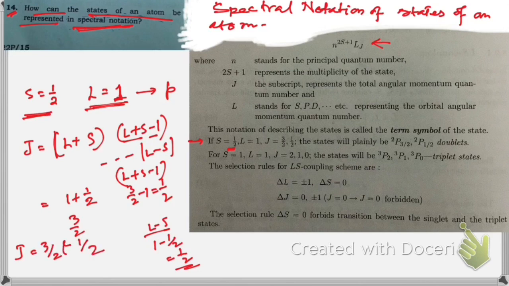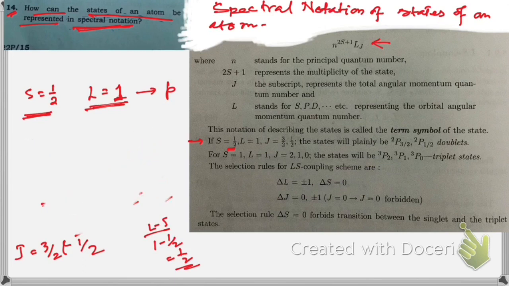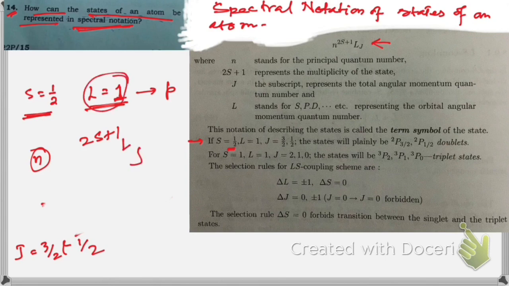So what will be the notation? Let me tell you what the notation should be. I have told you that the notation is given by 2S plus 1, L, J. Here n is the principal quantum number, so ignore it for the time being. For L equal to 1 this should be replaced by P, and if L is equal to 0, then it should be replaced by S, right?